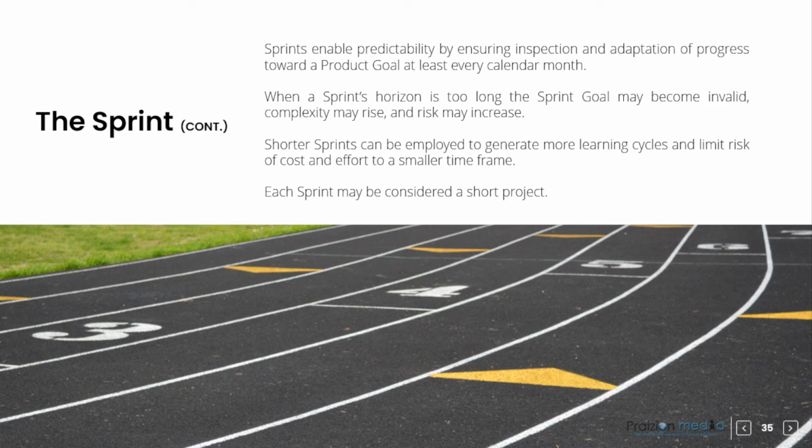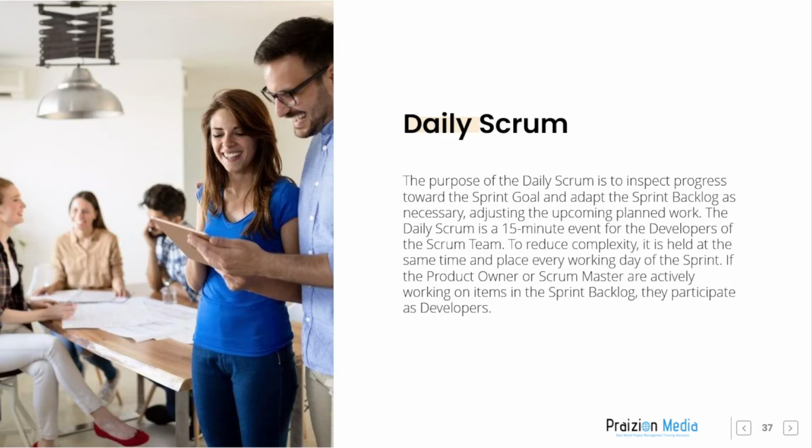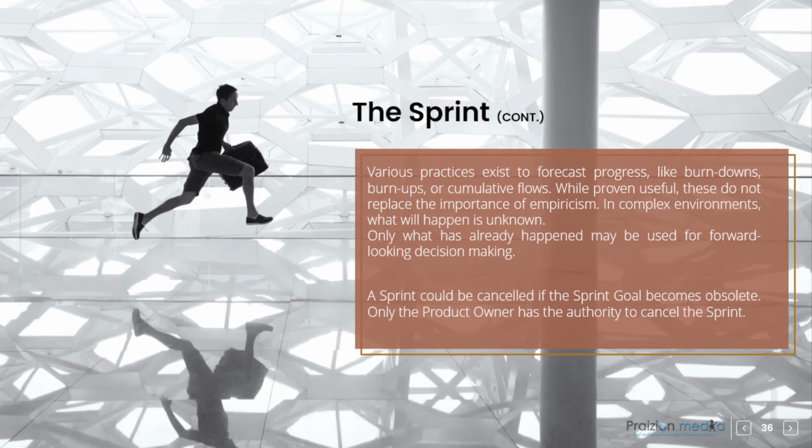Various practices exist to forecast progress, like burn downs, burn ups, or cumulative flows. While proven useful, these do not replace the importance of empiricism. In complex environments, what will happen is unknown. Only what has already happened may be used for forward-looking decision-making. A sprint could be cancelled if the sprint goal becomes obsolete. Only the product owner has the authority to cancel the sprint.